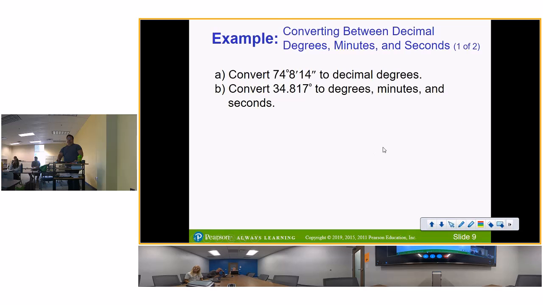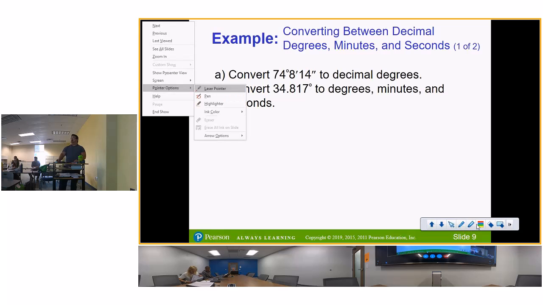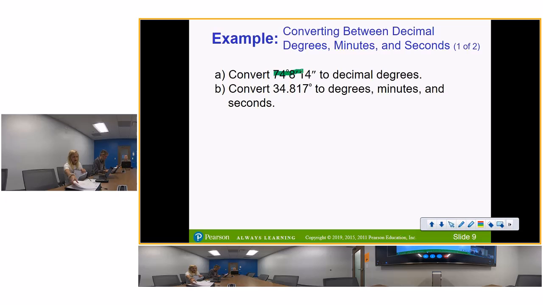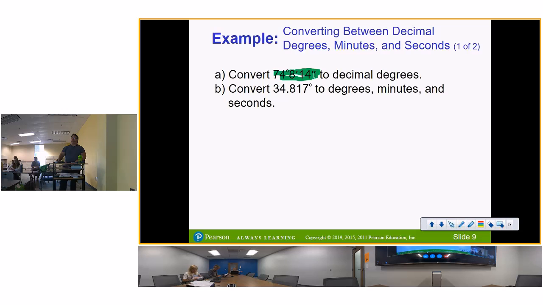Decimal degrees. Okay? Now, which ones are used in the real world? This one is used in the real world. Let me take my handy dandy highlighter. That one is used in the real world. If you walk up to any architect or any civil engineer or any surveyor and say, I need to turn 34.817 degrees, they'll look at you like you're speaking Japanese.